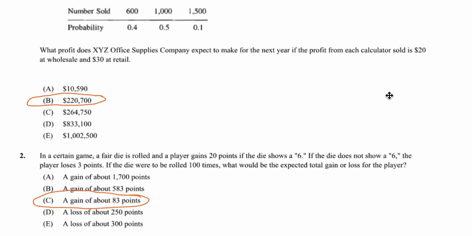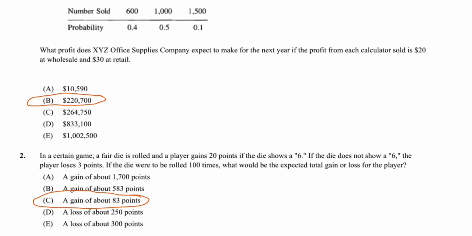In a certain game, a fair die is rolled and a player gains 20 points if the die shows a 6. If the die does not show a 6, the player loses 3 points. If the die were to be rolled 100 times, what would be the expected total gain or loss for the player? So a fair die is rolled. If you get a 6, you gain 20 points. Otherwise, you lose 3 points. That's basically what the question is talking about.